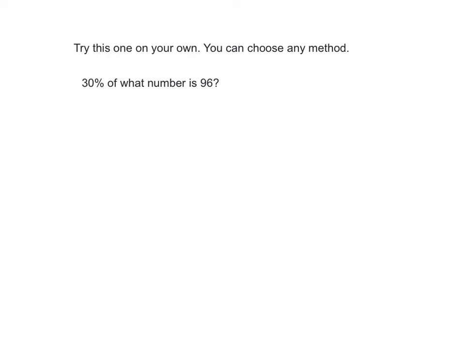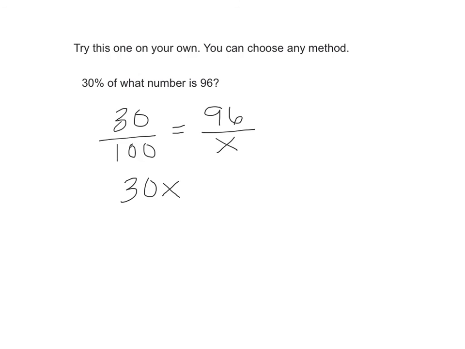And now let's try this using proportions. Okay, so we have percent over 100 equals part over whole. So I'm going to have 30 over 100 equals part, which is the 96, over the whole. We don't know. Since it was 30% of what number, we didn't know what the whole was. And we're going to cross multiply, so we have 30 times x, which is 30x, equals 96 times 100, so it's going to be 9600.